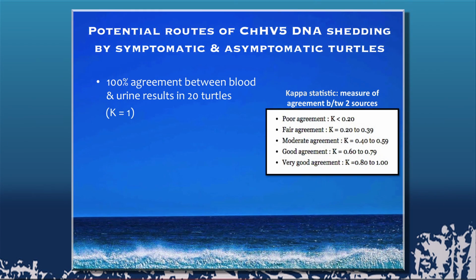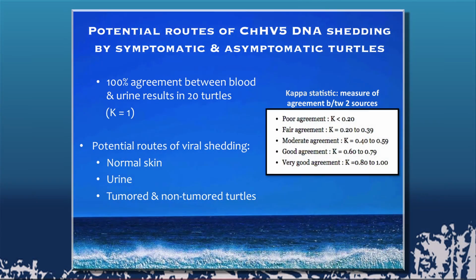When we look at the level of agreement between the different sample types taken from an individual turtle, I thought it was really interesting that there was 100% agreement between blood and urine taken from the same turtle. We know that urine is a filtrate of the blood, so this points to the potential that urine is a method of transmission of this virus.